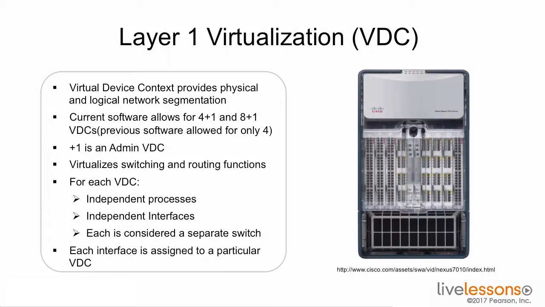Virtual device contexts is a feature that allows us to provide physical and logical network segmentation. I like to call it Layer 1 virtualization because we're taking a physical switch and dividing it up into multiple virtual switches. Each switch can have its own personality, its own VLANs, its own processes, its own routing protocols, its own IP address scheme, or even the same IP address scheme as one of the other switches.